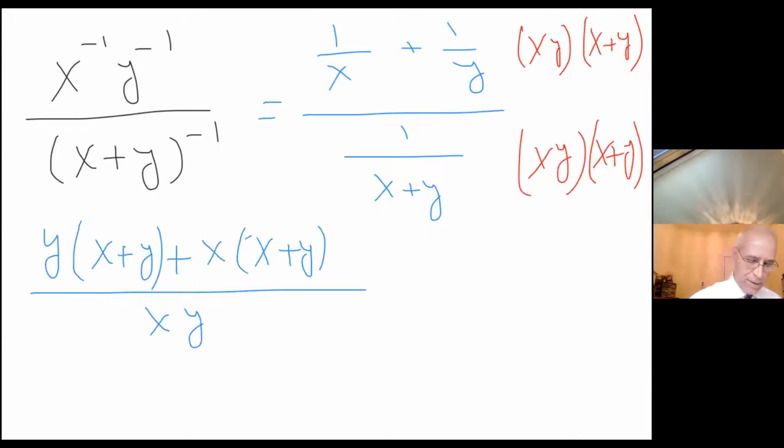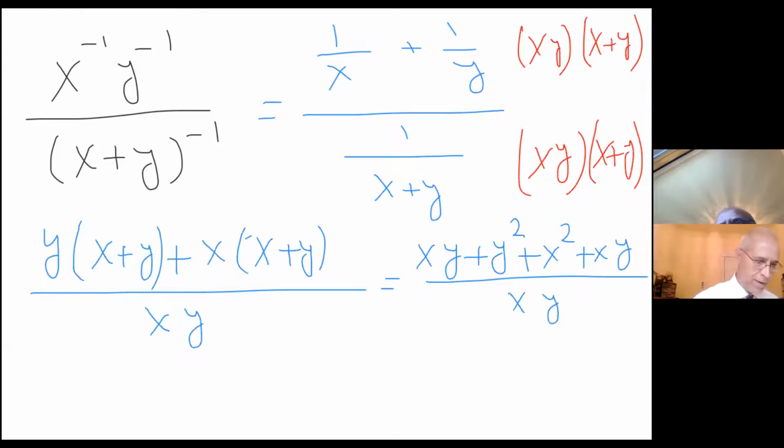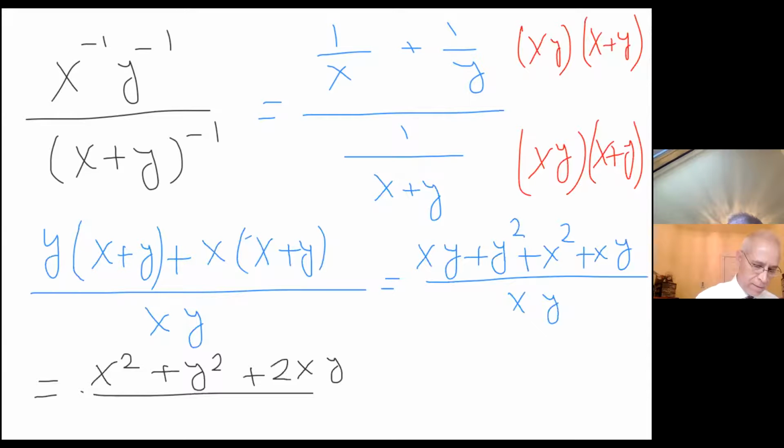Now I'm going to simplify the top. I have y times x is x times y, plus y to the second, plus x to the second, plus xy, over x times y. And this equals x to the second, if I put that in order, plus y to the second plus 2xy, all over xy.